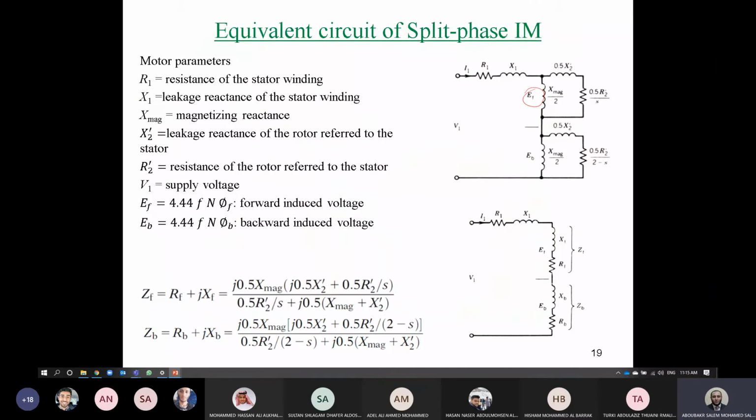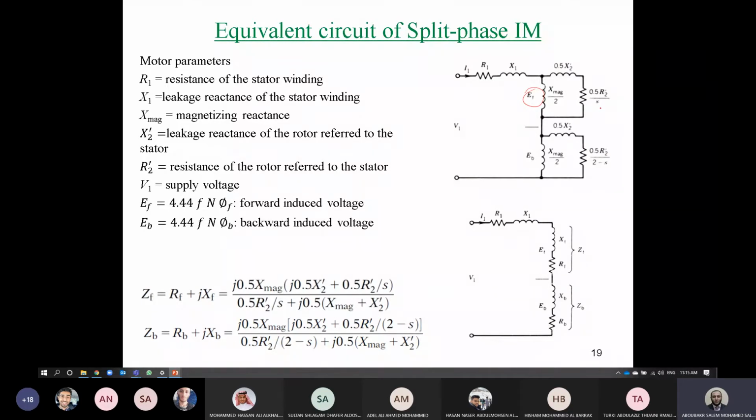So we will have the part of forward flux here. This is XM over 2. This is 0.5 X2 prime. Of course all prime, because we refer the values from rotor side to stator side. And here also 0.5 R2 prime over S. Why S? Because this is forward. Because S forward equals S of motor, which is NS minus NR over NS.